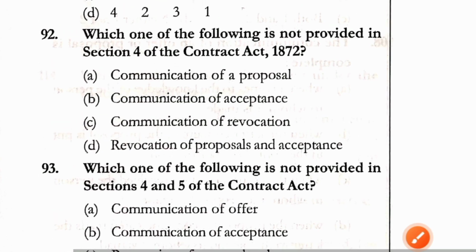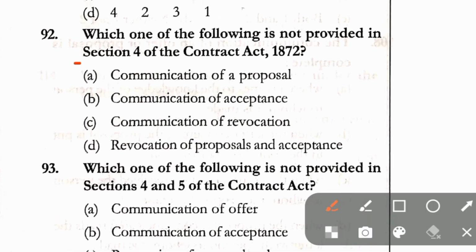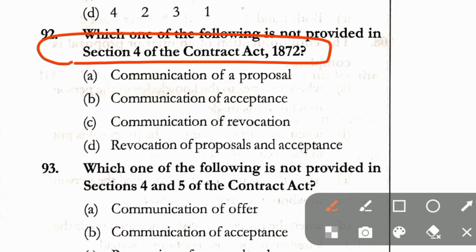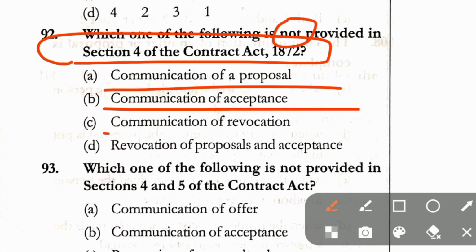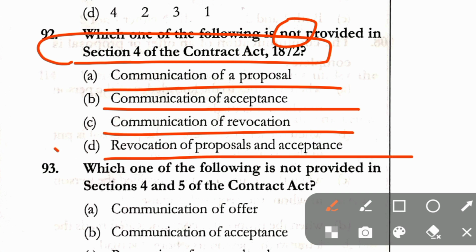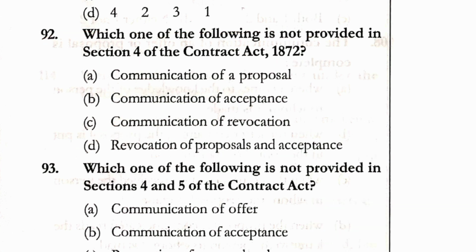Question number 92. Which one of the following is not provided in section 4 of the Contract Act 1872? Options are communication of a proposal, communication of acceptance, communication of revocation, and revocation of proposal and acceptance. Here the correct answer is option D. Revocation of proposal and acceptance is not provided, whereas communication of proposal, acceptance and revocation are provided.